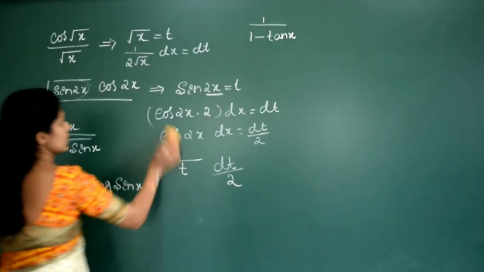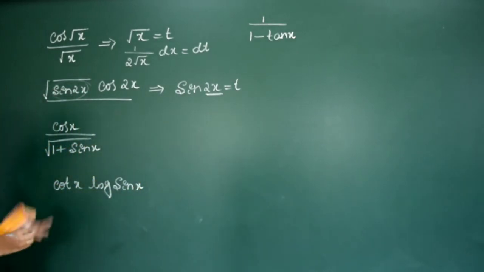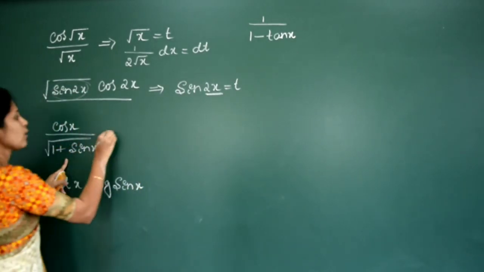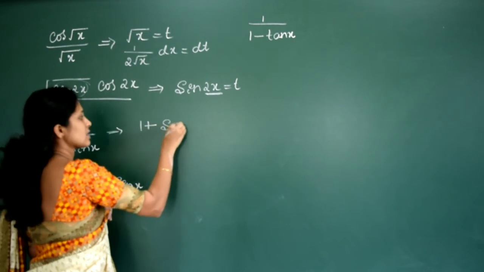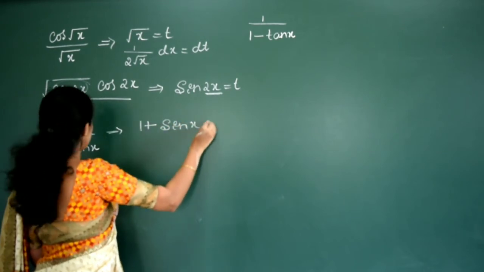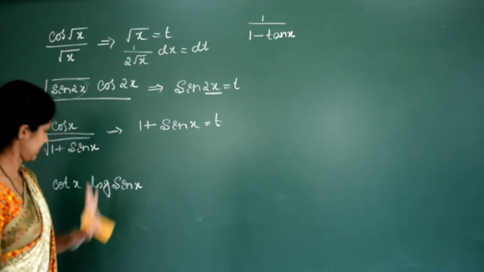Okay. So the next one, cos x divided by root of 1 plus sin x. Give the substitution for 1 plus sin x is equal to t. Okay, and differentiate, so that we will get cos x into dx is equal to dt.